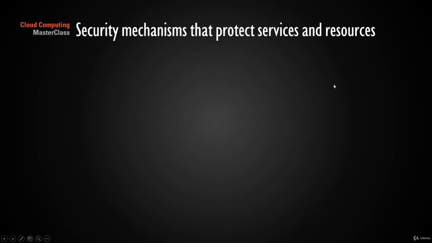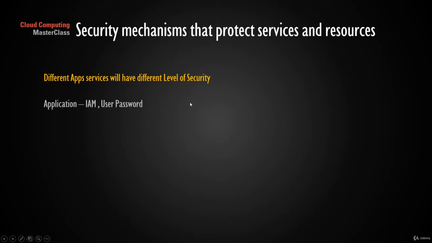Security measures protect your services and resources. Different apps will have different levels of security, and you can implement them in different ways. At the application level, you can think of IAM, user passwords, and all that. That's how you can protect your application access. How you can use IAM is altogether a different story, but I'll give you high-level details on what you can do. Service accounts: if you want to provide or control application to application access, you can use a service account. You can use KMS to store your keys securely.